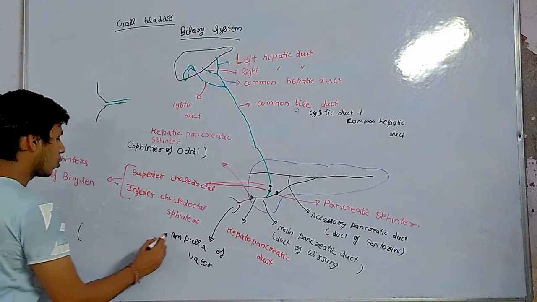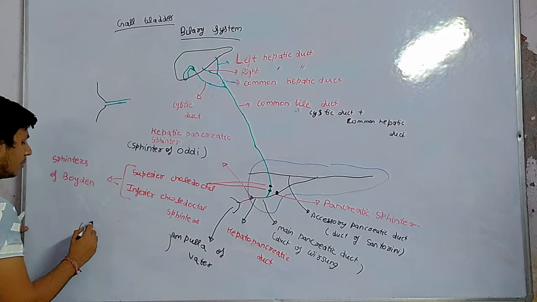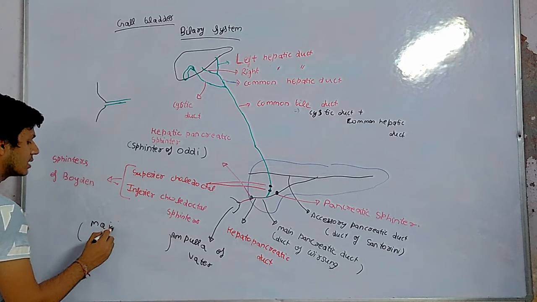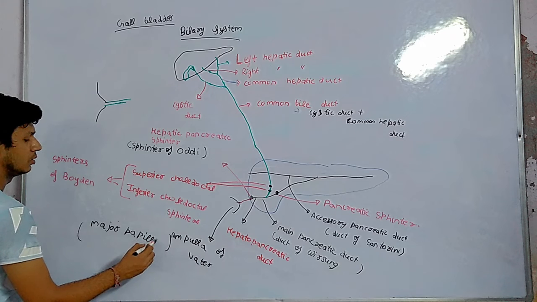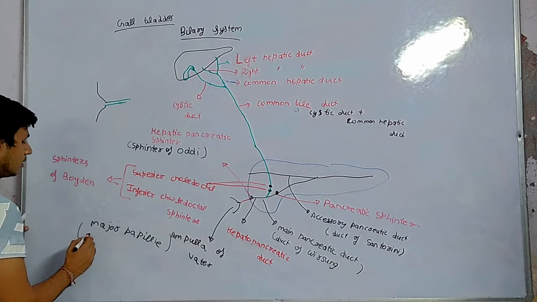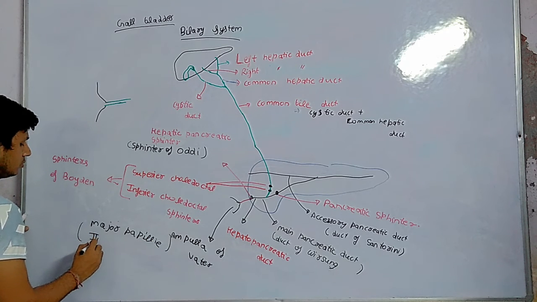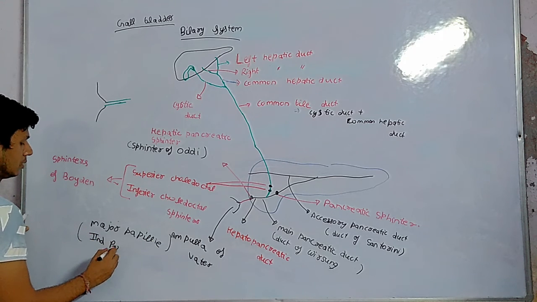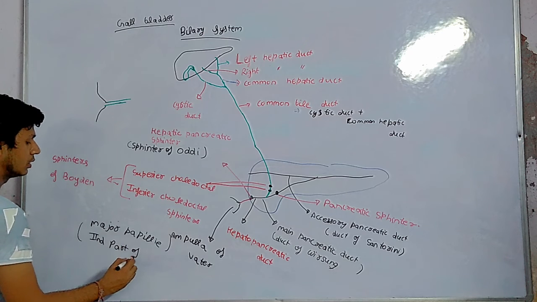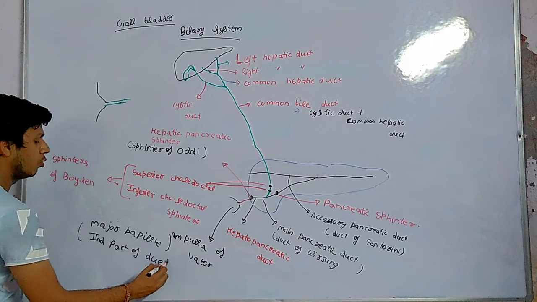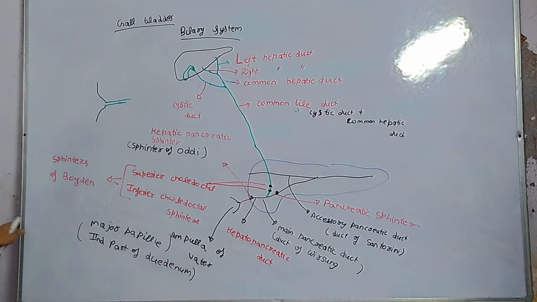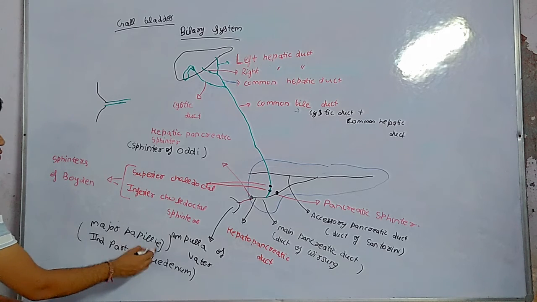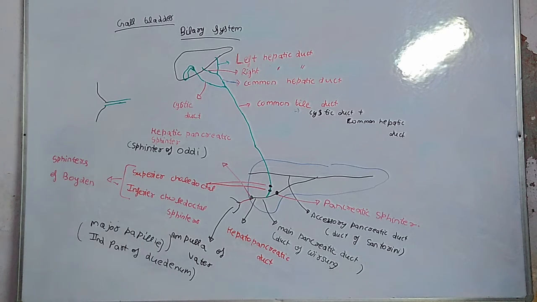And where this opens inside the duodenum is the major papilla, in the second part of the duodenum, which we will cover next. Major papilla, second part of the duodenum. This is the biliary system of the liver, bile. Then note this.